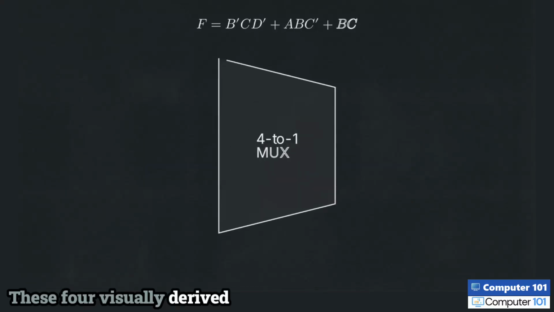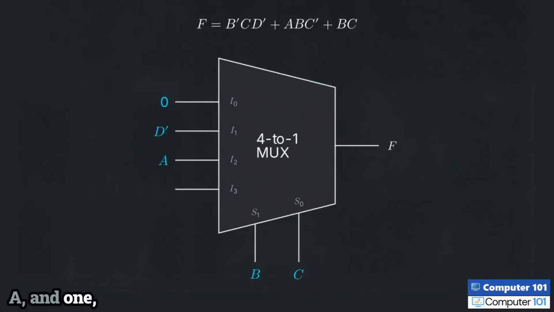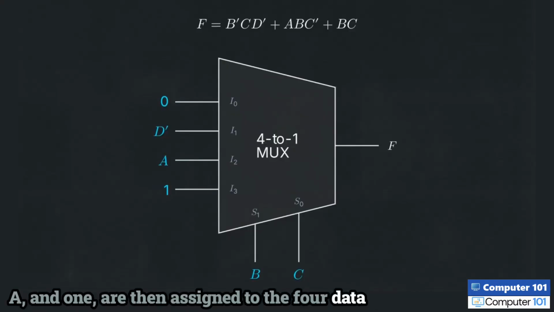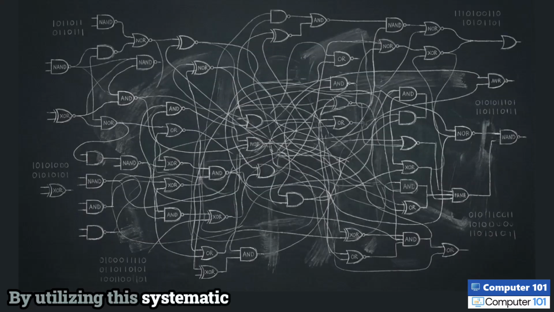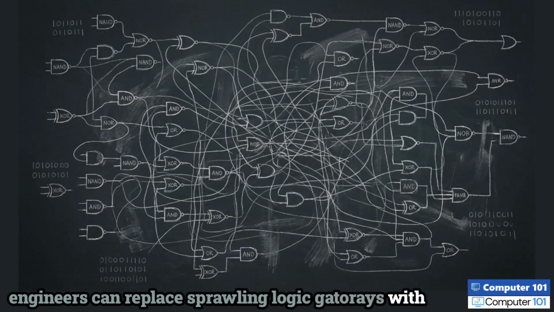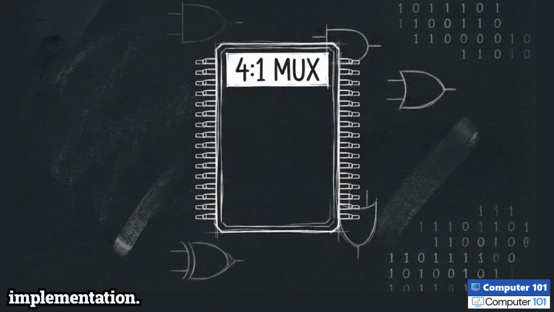These four visually derived expressions, 0, D', A, and 1, are then assigned to the four data ports of the multiplexer. By utilizing this systematic visual compression, engineers can replace sprawling logic gate arrays with a single multiplexer, transforming a simple routing switch into a dense, highly optimized logic implementation.